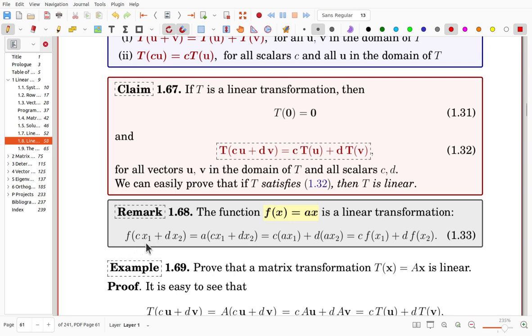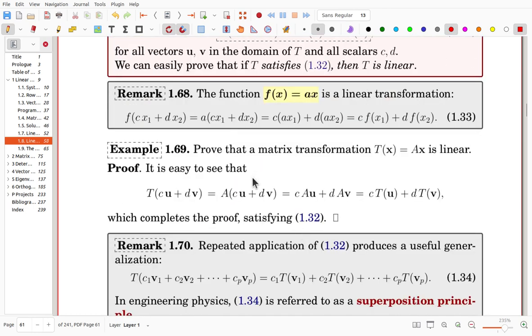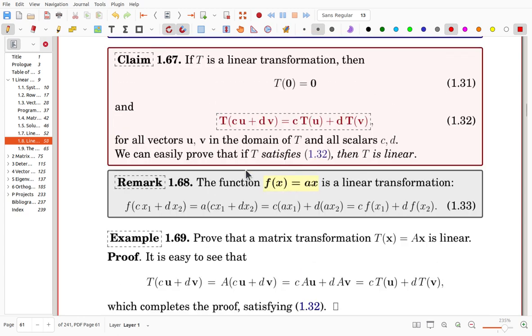If you put here CX1 plus DX2, then the function is the action of multiplication by A. So we have that, and by using the simple rule, we can reach this one. And then AX1 is the same as f of x1, and AX2 is the same as f of x2. So eventually this transformation satisfies that condition, so it is a linear transformation. Okay, prove that a matrix transformation T of x equals AX is linear. It's quite easy to see here. T of CU plus DV. So we are checking only this condition.